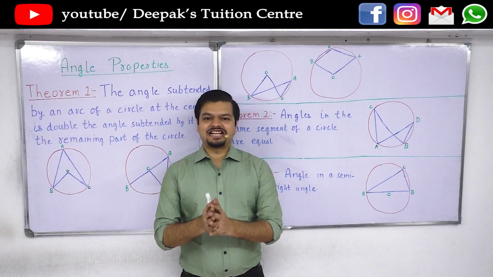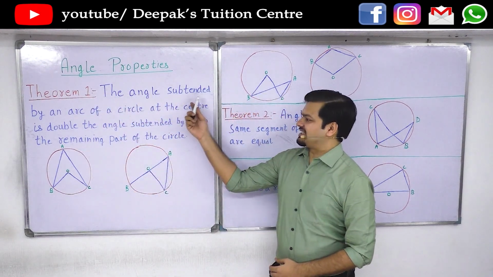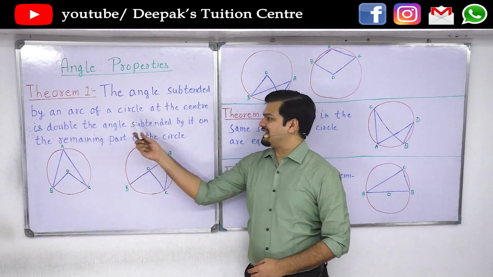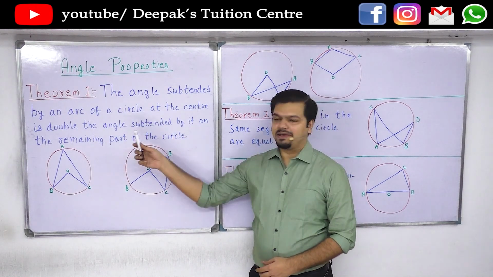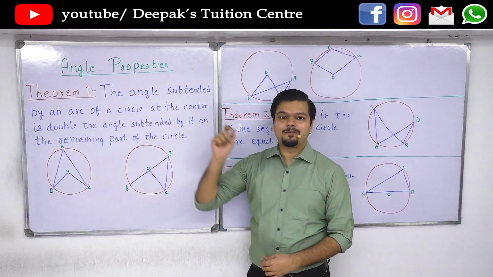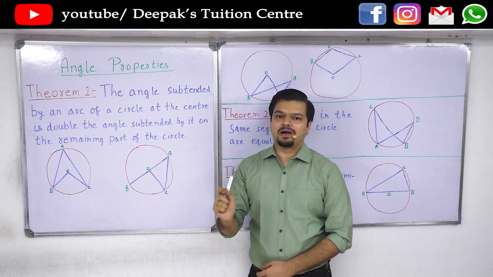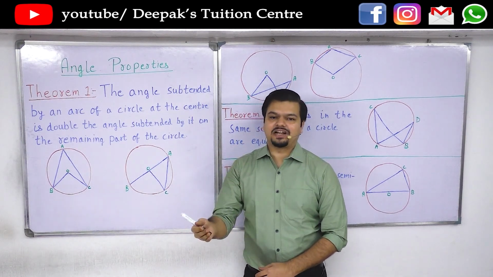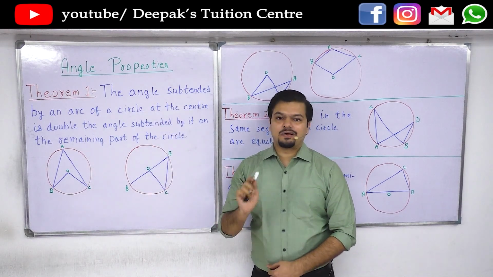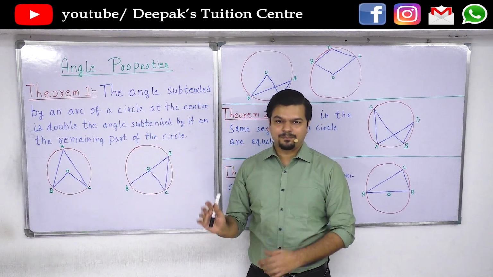Angle properties has 3 basic theorems. The first theorem is: the angle subtended by an arc of a circle at the center is double the angle subtended by it on the remaining part of the circle. First thing you need to remember is the theorem word by word. So every theorem you have to remember word by word, and whenever you are using a particular theorem, you have to write the theorem exactly as it is. You cannot use any shortcut like "I have written theorem number 1." No, you cannot do that.